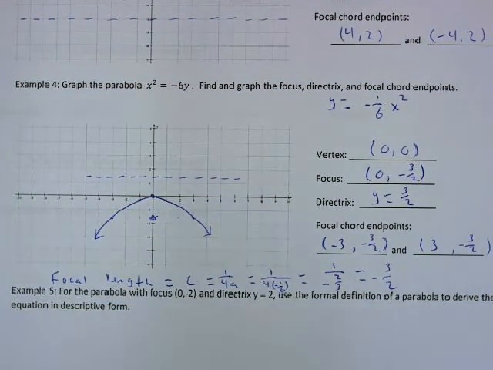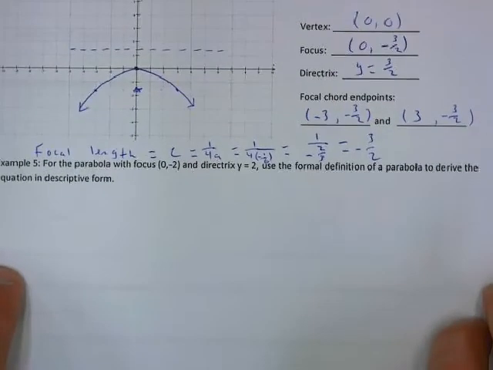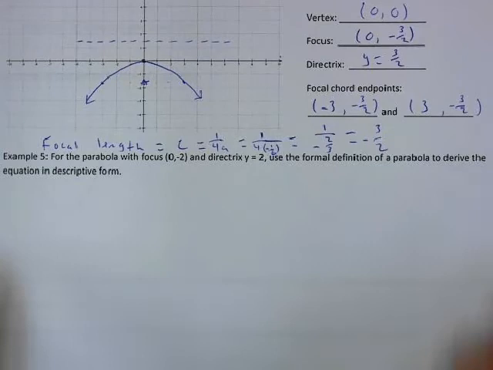All right. Now, the last example is a little bit different. Hopefully, you guys can read that. I'm sorry, I know it's kind of small on the screen there. So it says, for the parabola with a focus of 0, negative 2 and a directrix of y equals 2, use the formal definition of a parabola to derive the equation in descriptive form. Now, if you use the formal definition of a parabola, you have to use the distance formula.